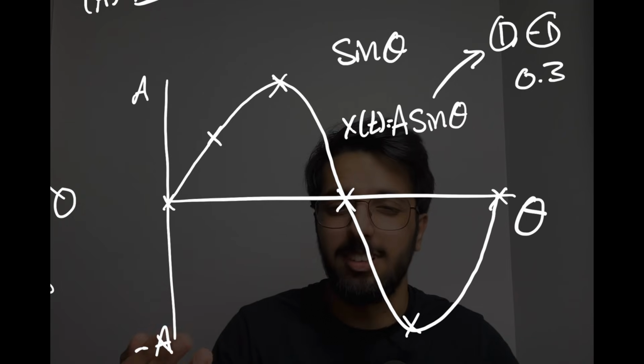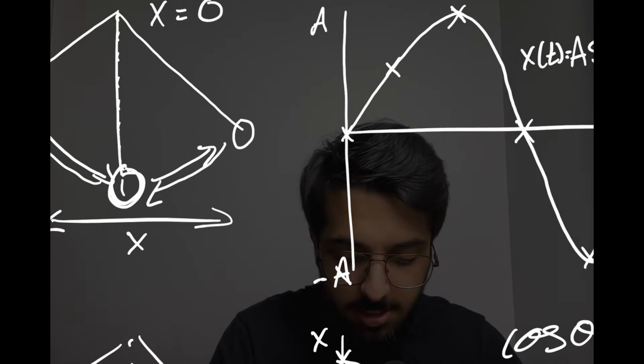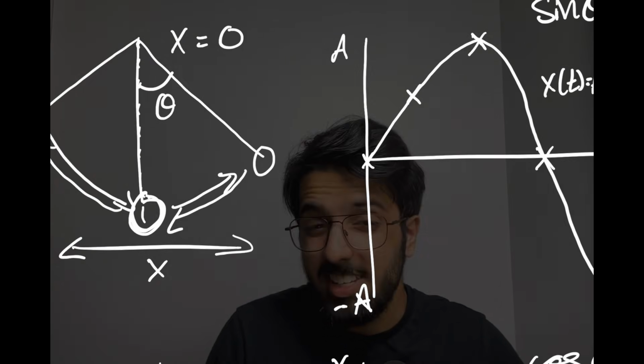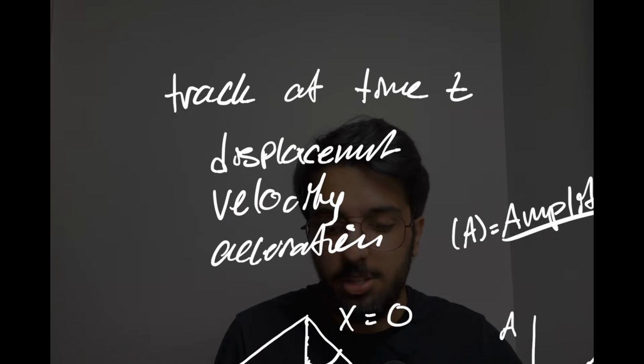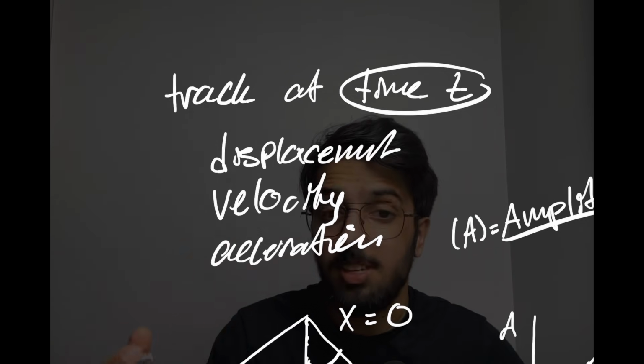However, theta, what is theta? It's an angle at which the pendulum has turned through, right? This is theta. So how do we work that out? Because as I said in the beginning, we're trying to track the pendulum at time t, not at a certain theta value. We're trying to find at time t, okay?